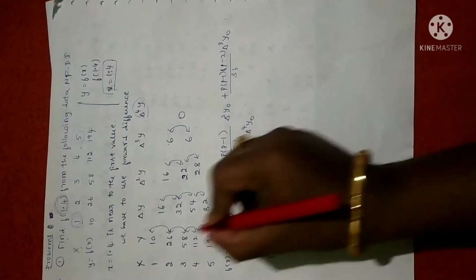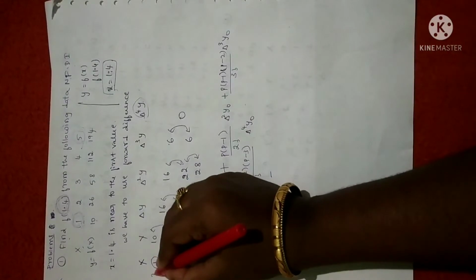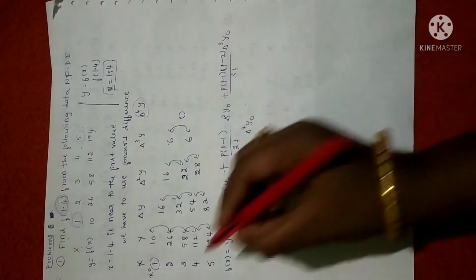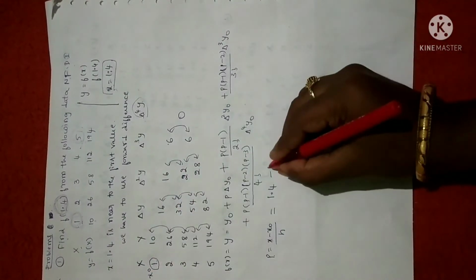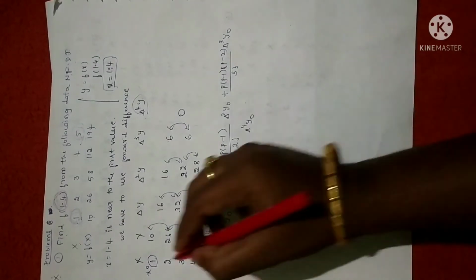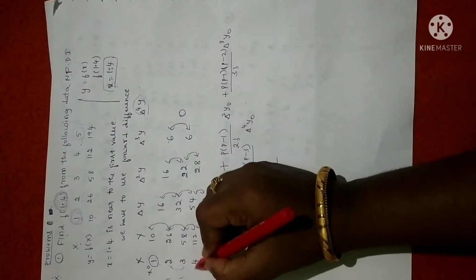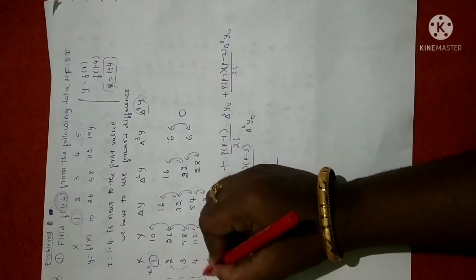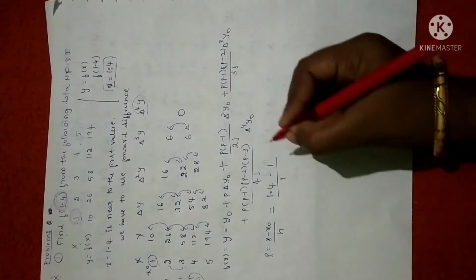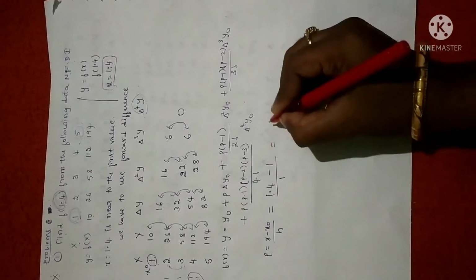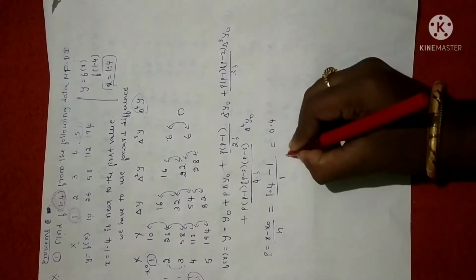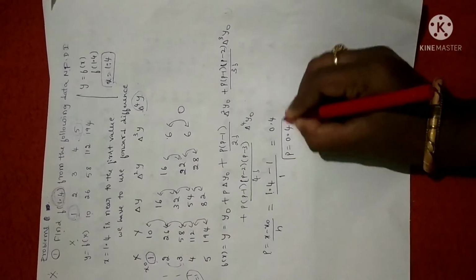Minus x naught is always the first value of x. So what is the value of x naught? It is 1. 1 divided by h. H is none other than the difference. 2 minus 1 is 1, 3 minus 2 is 1, 4 minus 3 is 1. So the h value will be equal to 1. So I am going to write 1 here. If you calculate the difference, 1.4 minus 1 is 0.4. So the p value is 0.4.